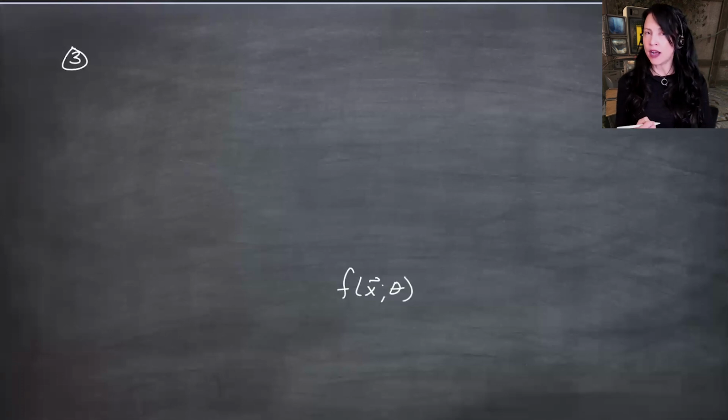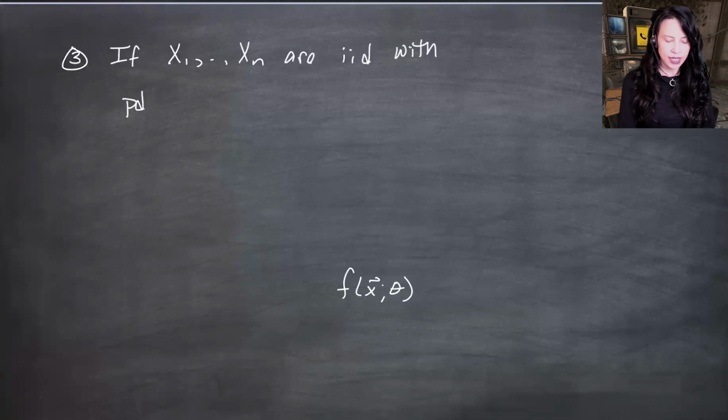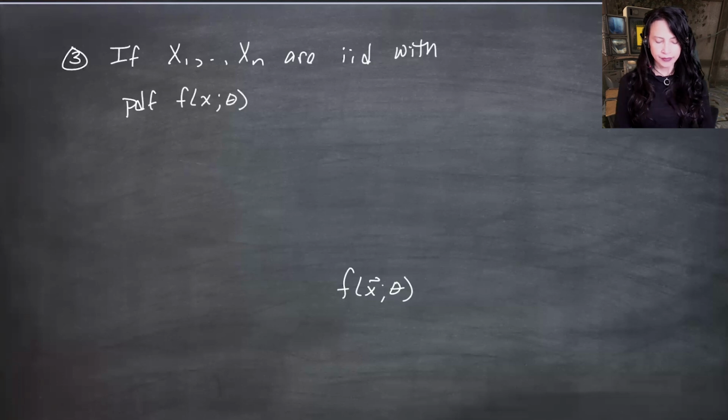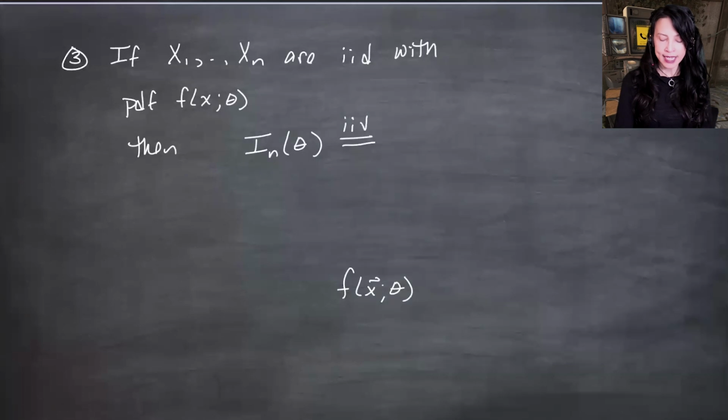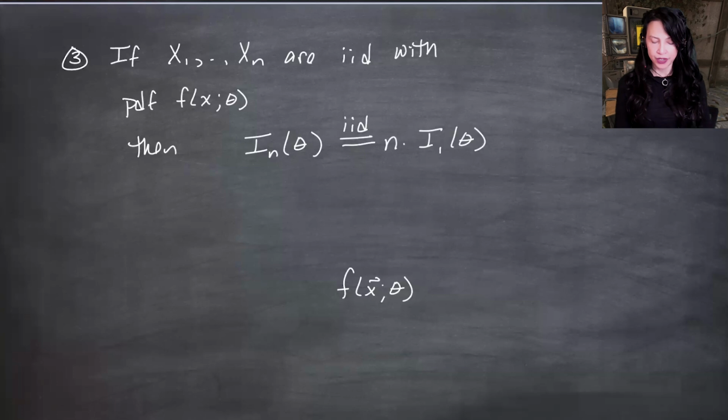So everything we've done so far has assumed that X1 through Xn comes from some joint PDF. And they maybe were not IID. But if they are IID, so if they each have the individual PDF little f of x and theta, then I claim that the n-dimensional Fisher information, if they are IID, is equal to n times the one-dimensional Fisher information. So where did the n come from?